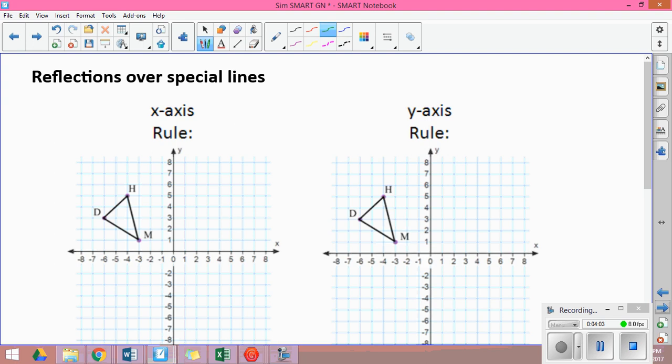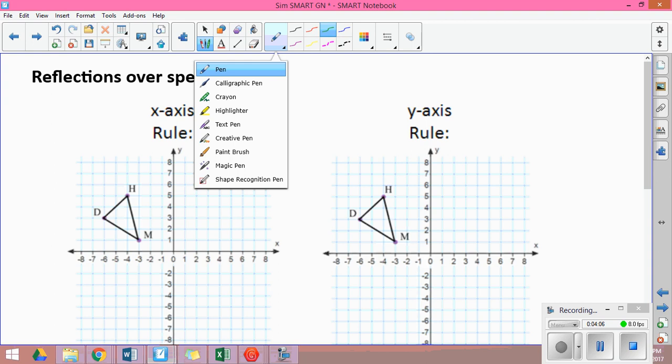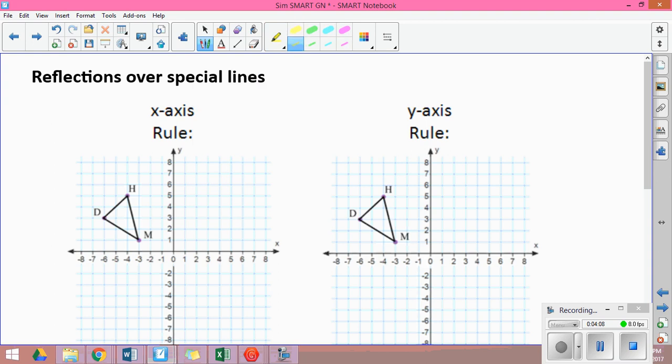So the x-axis, let's be sure we know which one is the x-axis, and so we are thinking about using this as our reflecting line. Now we could use our counting rule just the same. So M is 1 unit away. M prime is going to go 1 unit away. H is 1, 2, 3, 4, 5 units away, so it's going to be 1, 2, 3, 4, 5 units away. And D is 3 units away and 3 units away.